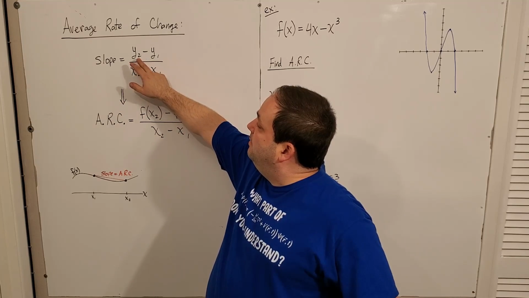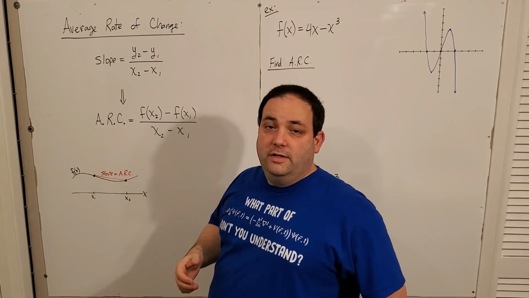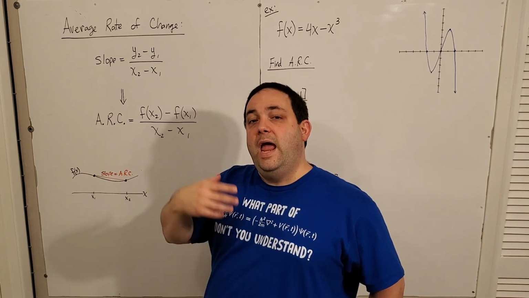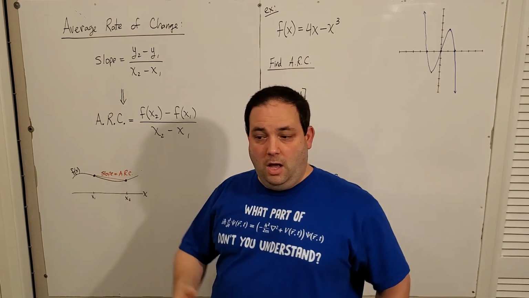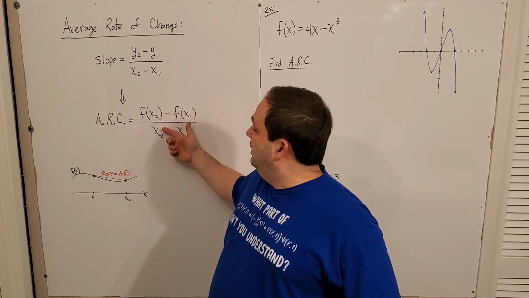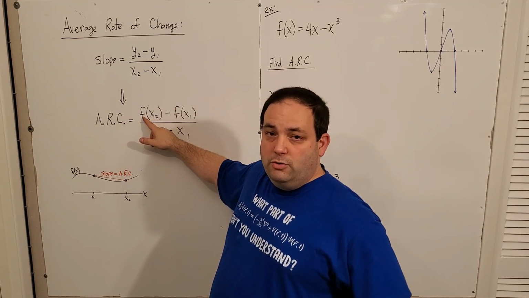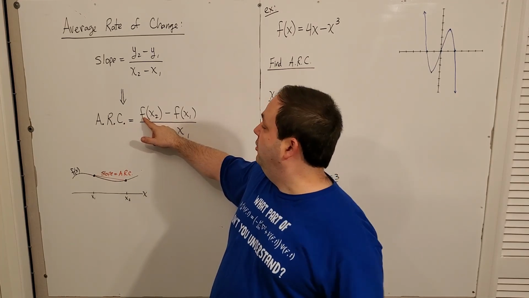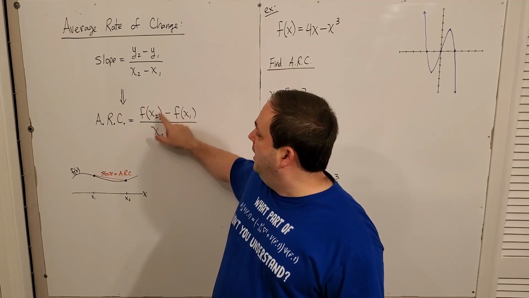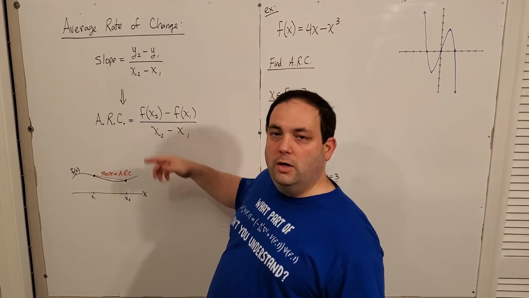Okay? The difference is I'm not going to be given the y values all of the time. What I'll be given is a function and some x values, a beginning and an ending x value, okay? So you'll notice it's really the same formula, because when I plug an x value into a function, it gives me back a y value. So this is really saying y2 minus y1 still. So it's still rise over run. It's still a slope.